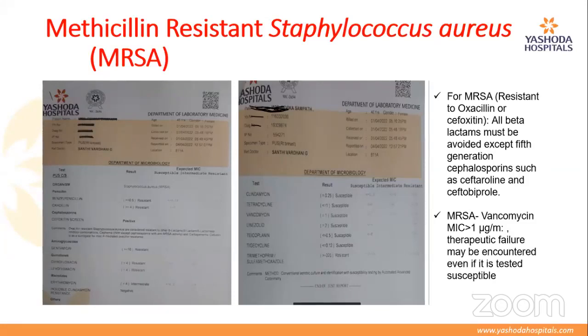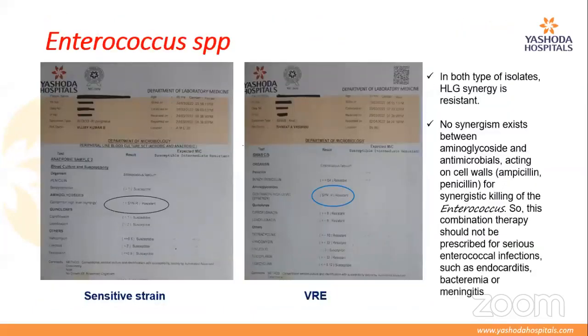That means, as we already discussed, Enterococcus are resistant to gentamicins, aminoglycosides, but high-level gentamicin can be used for the synergistic effect along with other antimicrobials like ampicillin and penicillin, which can penetrate through the cell walls. But in these two cases where the resistance is there, we should not use high-level gentamicin along with ampicillin for the synergistic effect.